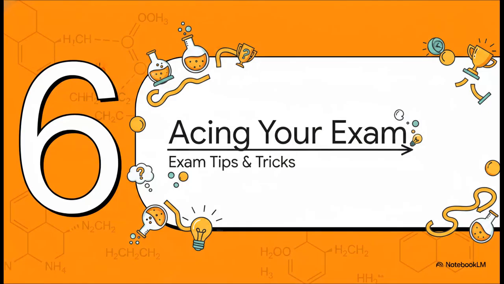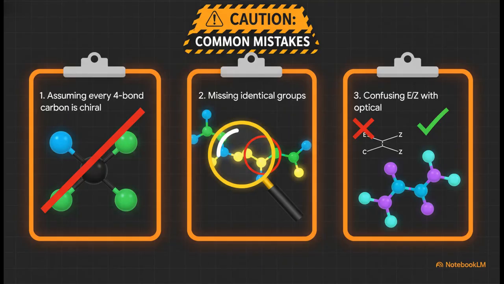All right, let's pivot to Part 6, acing your chemistry exam. We've got to prep you for the boss fight here, so let's dodge the traps examiners absolutely love to set. The crucial point is knowing exactly what not to do. First, please do not assume every carbon with 4 single bonds is automatically chiral. It's not about the bonds, it's about 4 different groups.